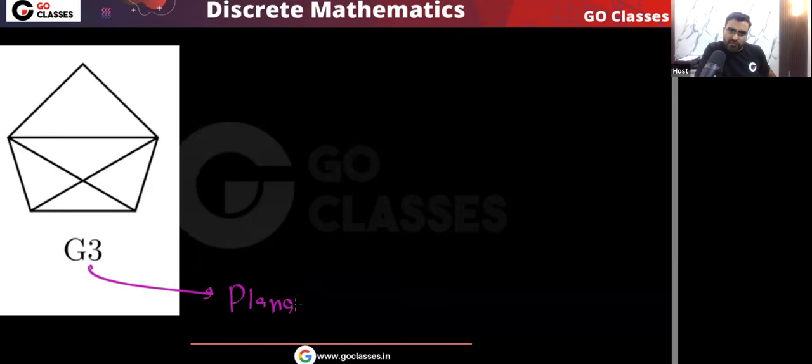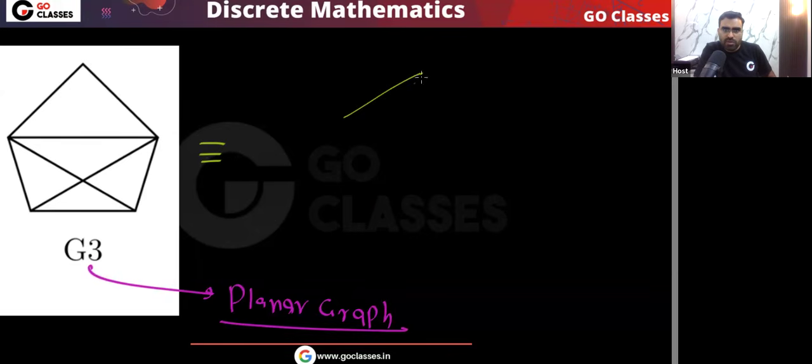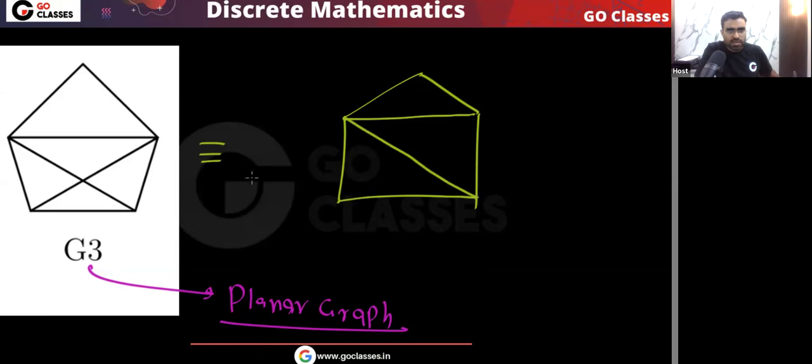This is also a planar graph because I can draw this graph without edge crossing. Okay, see what I will do. Without edge crossing, I need to draw this graph. Can you draw without edge crossing? Yes, of course I can draw. Notice this edge I will put like this. So you can see this graph is also a planar graph. Understood? Please tell me. Very simple, right?